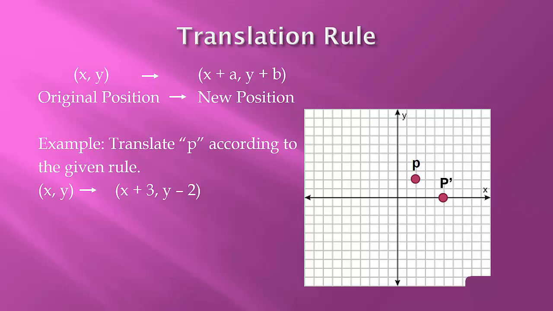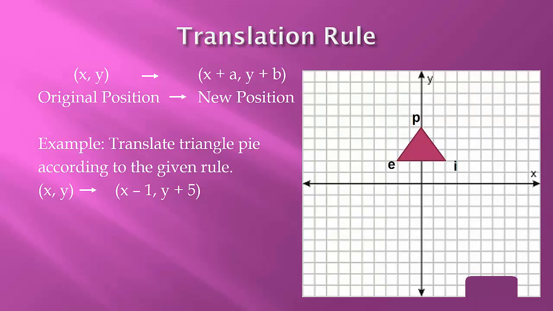Now, sometimes you're not given a coordinate plane. You're simply asked to translate P according to a given rule, and you're given an ordered pair. Well, if we were given the ordered pair (2, 2) as our x and y value, we could plug 2 in for x, and we would get 5. And if we plugged 2 in for y, we would end up with 2 - 2 = 0. So the ordered pair for our new position is (5, 0). And looking at the graph, we can confirm the ordered pair for P prime is in fact (5, 0).